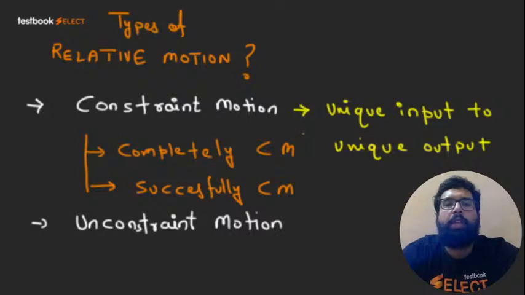So the best proposition that we can get from a system is that we give a unique input and we get a unique output. Agreed to it or not? I hope you agree to it. Now, constrained motion are of two types: completely constrained and successfully constrained. Right? Now, what do you mean by constrained?